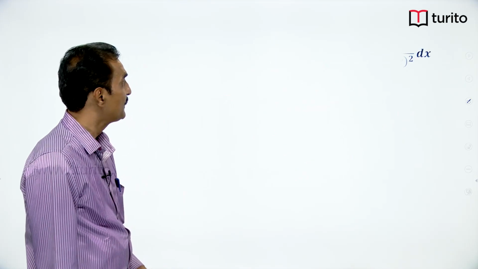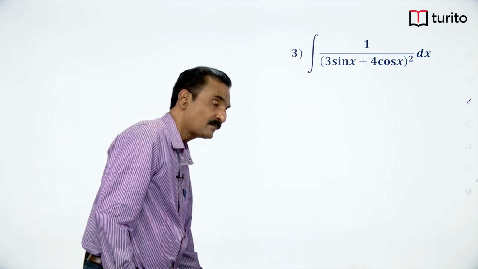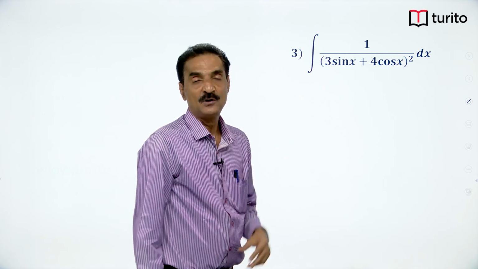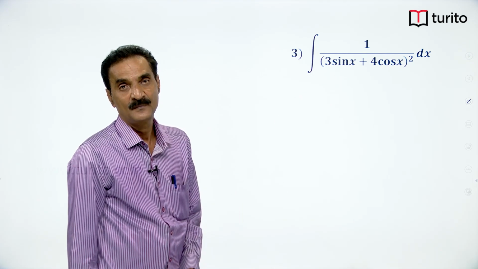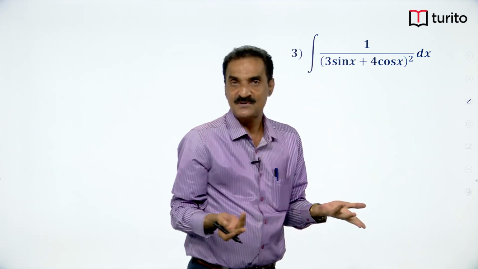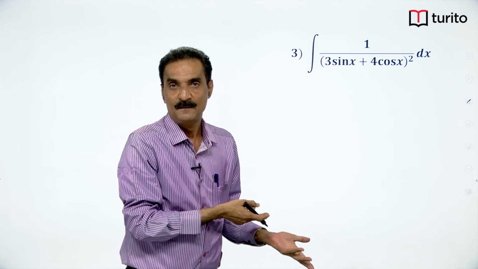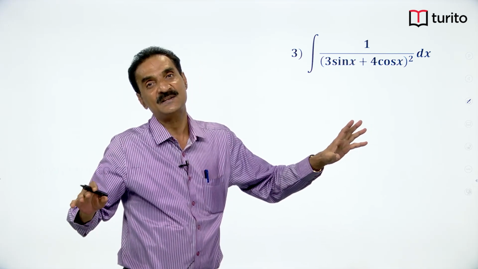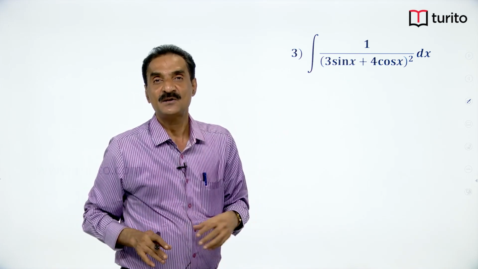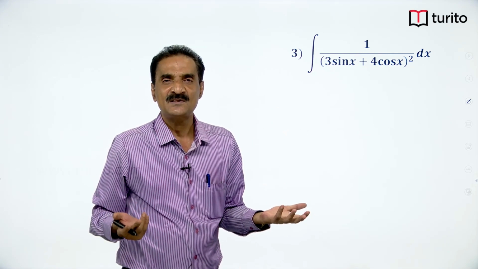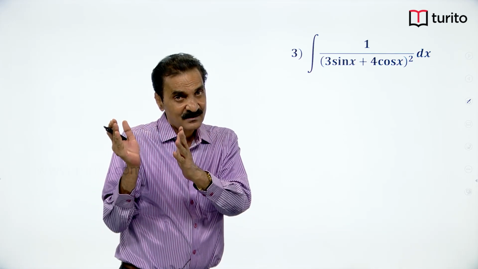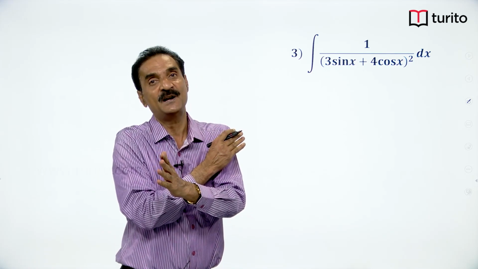Next example, integral 1 by (3 sin x plus 4 cos x) whole square. If you expand the whole square, it becomes the previous form, 1 by a quadratic in sin x and cos x, a sin square x plus b sin x cos x plus c cos square x. So, approach is same. What is the approach? Multiplying and dividing by secant square x or taking cos square x common from the denominator.